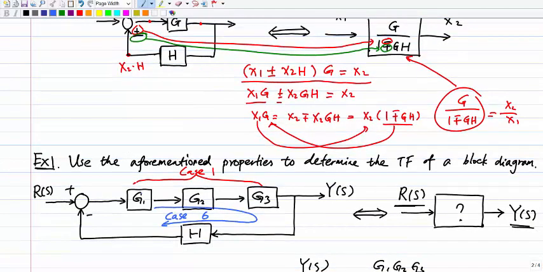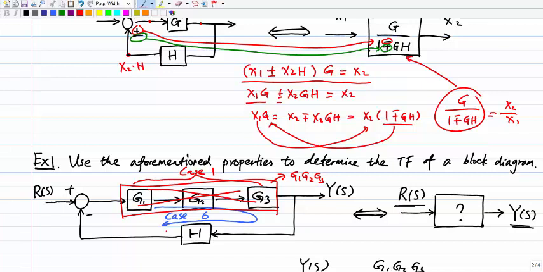So basically I can just eliminate these 3. Let's do that one, in a different color. Eliminate these 3 and replace them by a big block. This block is just G1, G2, and G3. That's it. Okay, I dropped the s. There should be G1(s), G2(s), G3(s), of course. Now after that, we only have 1 block, and then we have the feedback loop.